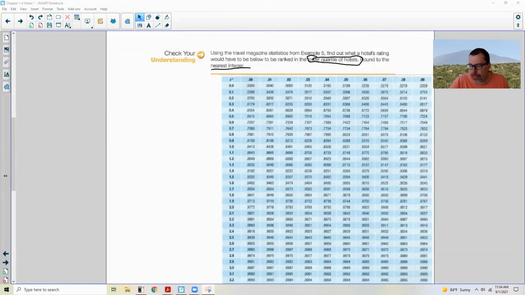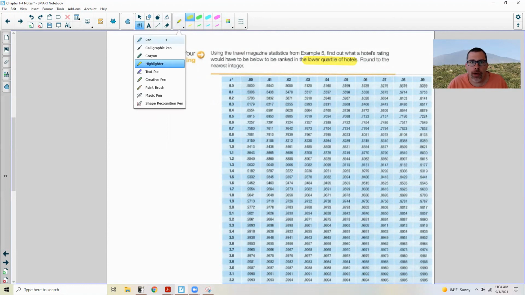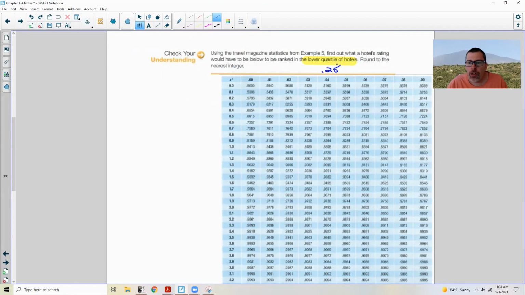Okay, so as you saw in the last problem, what we do is we look in the table for the percent. What is the lower quartile? Let's try that again. The lower quartile of hotels. Well, what percent is a quartile? Quarter, 0.25, 25%. So I'm looking for a value in this table that's closest to 0.25.